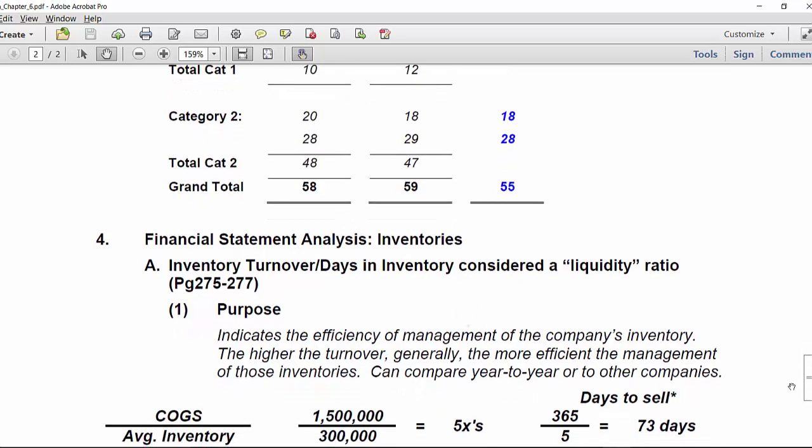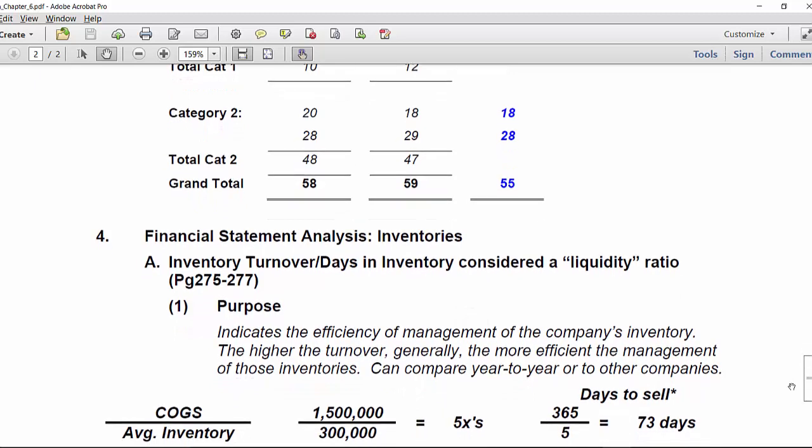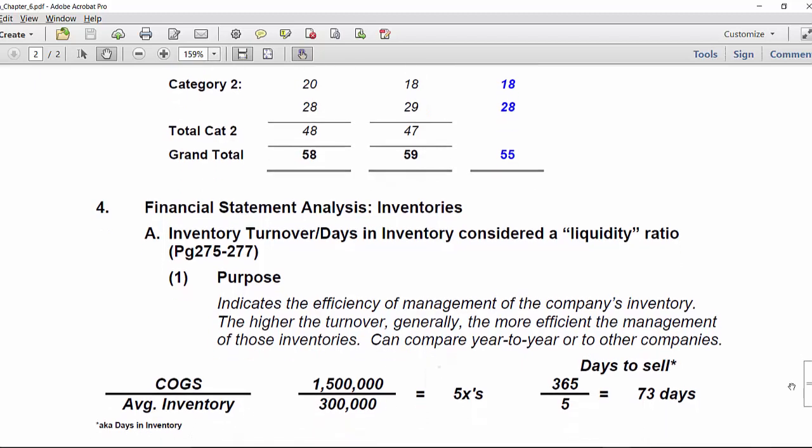In this case, we have cost of goods available for sale of $1.5 million, and our average inventory, last year's ending and this year's ending added together and divided by 2, comes out to 5 times turnover. If we took 365 days in a year and divided by those 5 times, we'd get an average days to sell inventory, or days in inventory, of 73 days. No problem if we're talking about clothing. Big problem if we're talking about milk or dairy products, right?